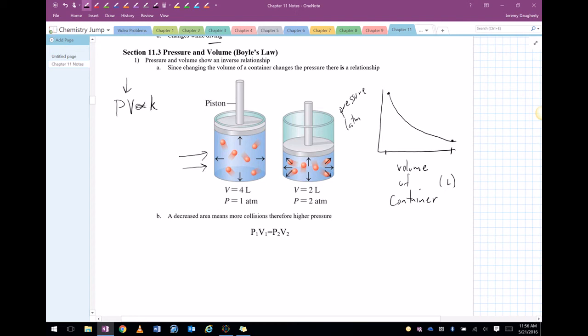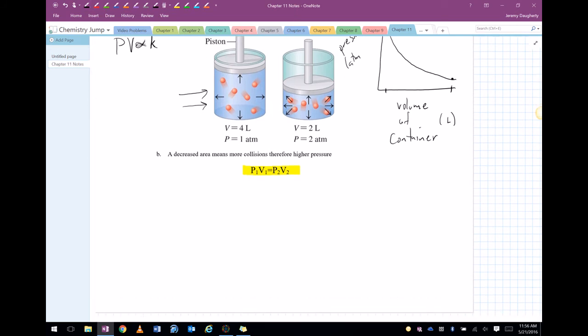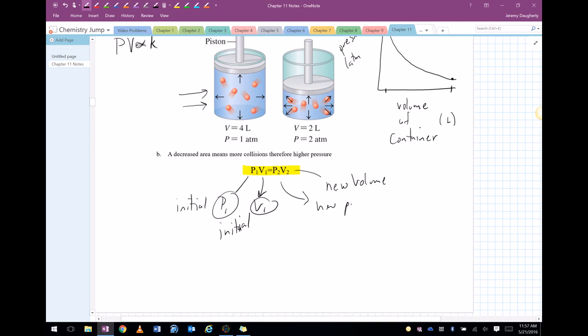But this isn't really too useful of an equation, so instead what we use is down here. P1 V1 is equal to P2 V2. Now I always just teach the combined gas law, but just to let you know what this is, this is the initial pressure, and this is the initial volume at that pressure. So in other words, these two occur at the same time. Here's the new volume, and here's the new pressure. And again, those two occur at the same time.